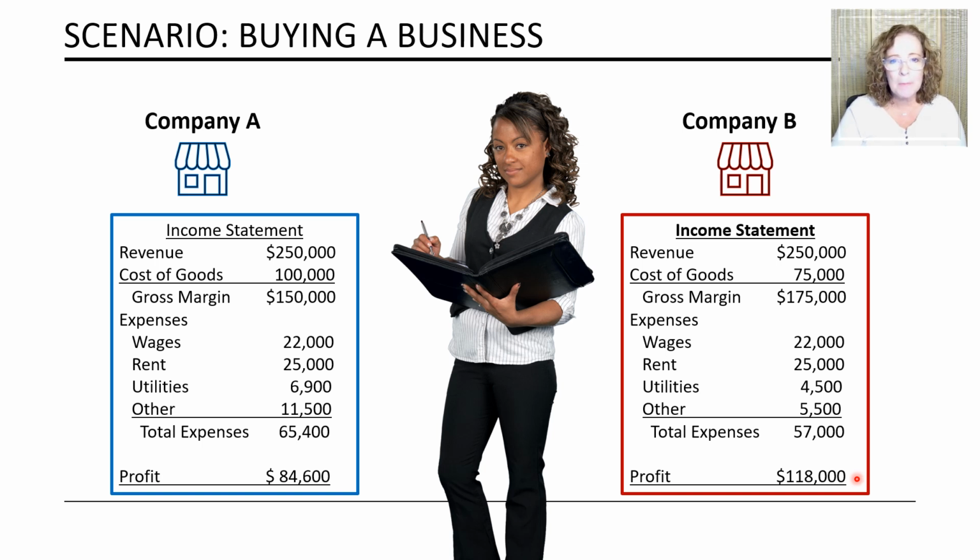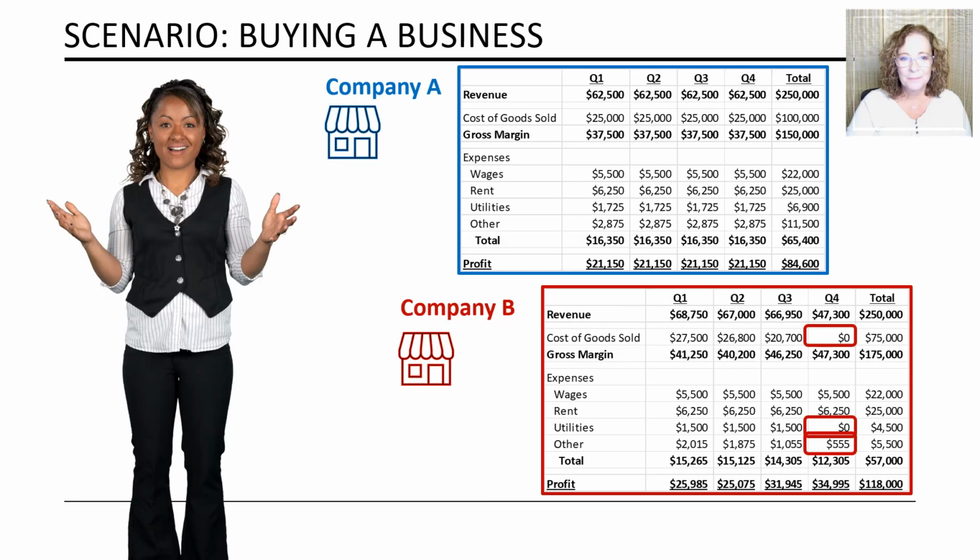Company B seems to be a better business to buy, but you have an uneasy feeling about the expenses of Company B. So you ask for more details and receive a quarterly comparative financial statement from both companies. You quickly notice that Company B has some unusual expense trends in the fourth quarter of the year. And when you ask about it, Company B states that they only record the expenses when they pay the invoices.